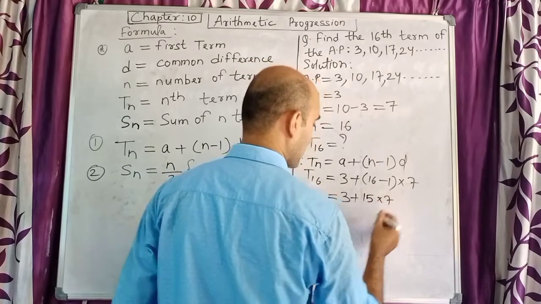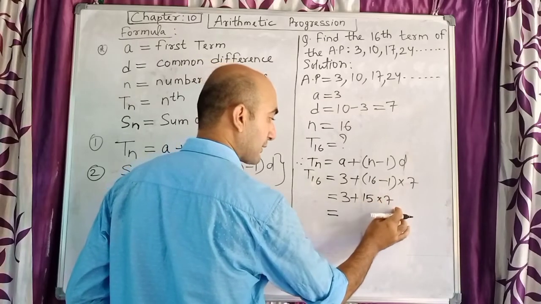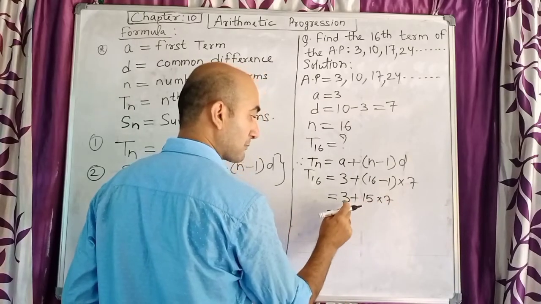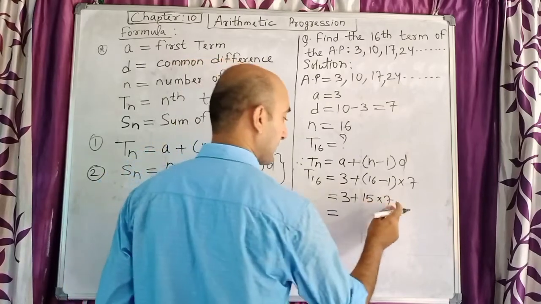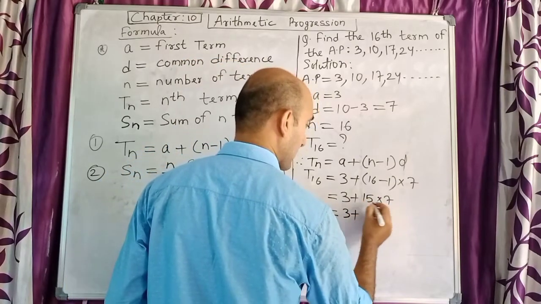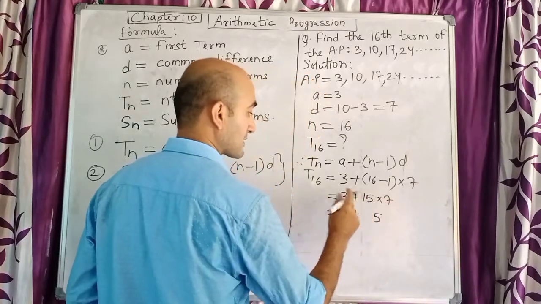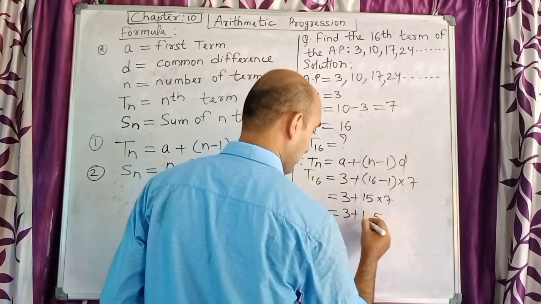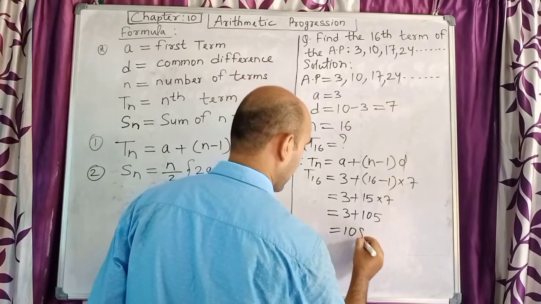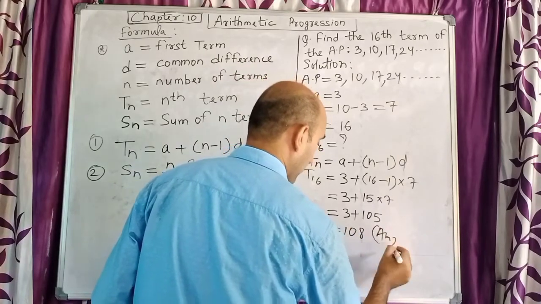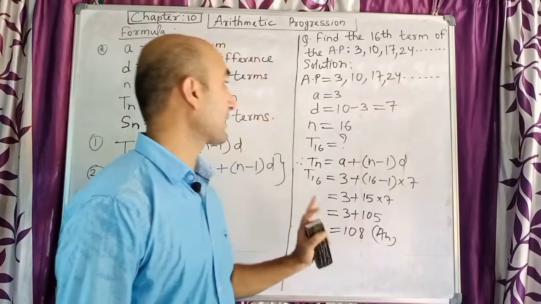15 into 7. As per the BODMAS rule, first the bracket is over. Now multiplication, then addition. Please don't make the mistake of adding first. You cannot add first, you have to multiply first. 15 into 7 we will do first. 7 5s are 35, carry 3, 7 1s are 7 plus 3 is 10. 105, and plus 3 is 108. So my 16th term in this AP will be 108.